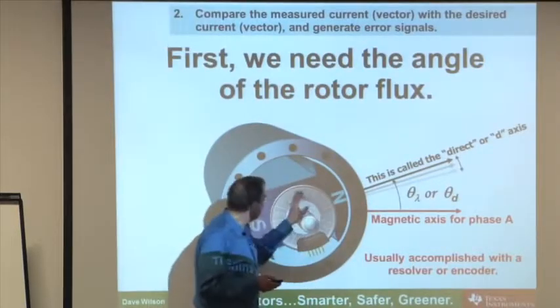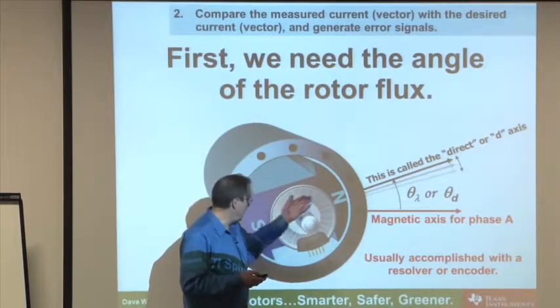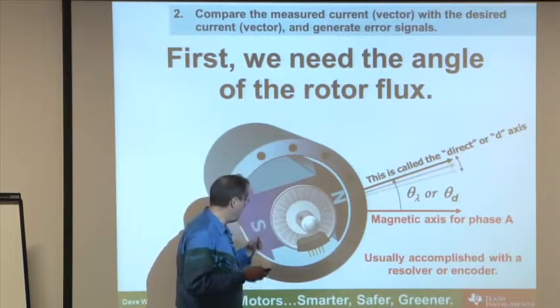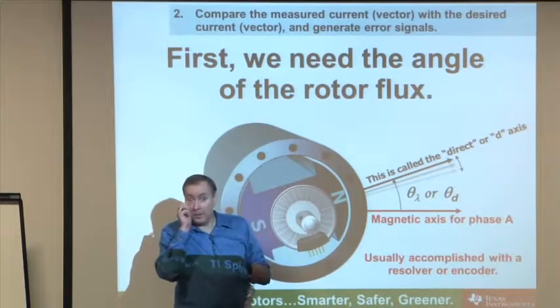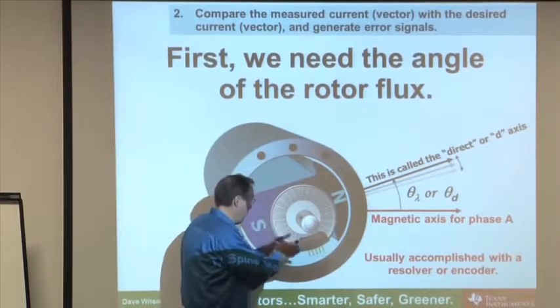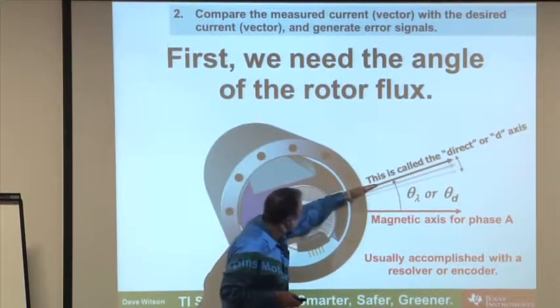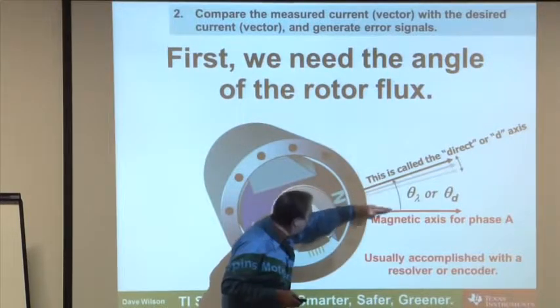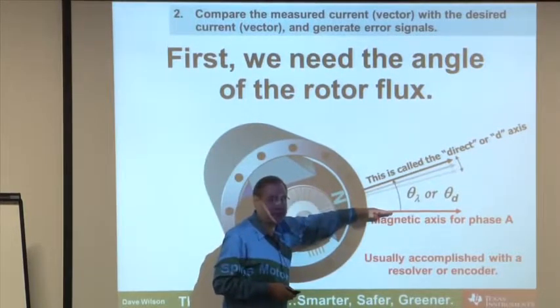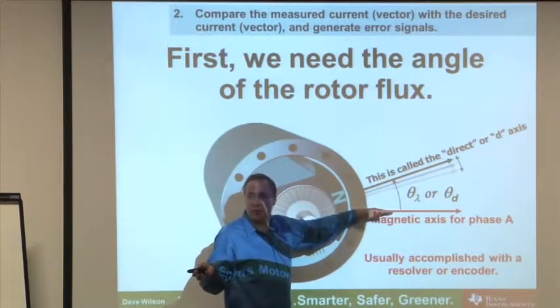That is usually represented by some kind of sensor on the motor shaft, either a resolver, or in this case a discrete encoder that we put on the motor shaft. And we get that information by taking the angle measurement of where the north pole of my rotor is facing with respect to the magnetic axis for phase A. That's the way the equations have historically been generated.